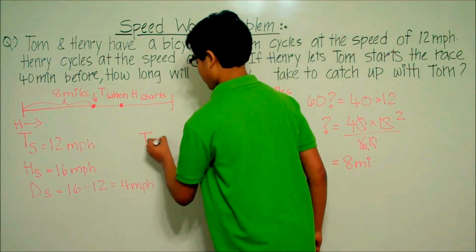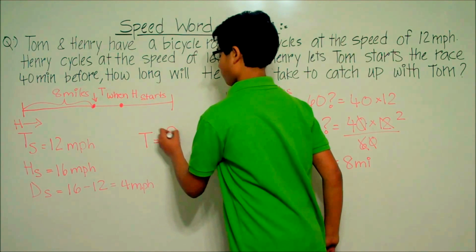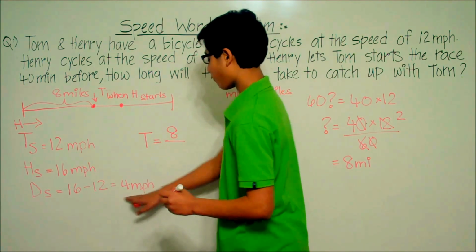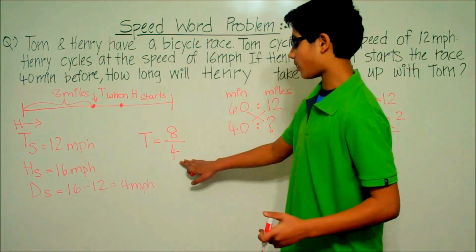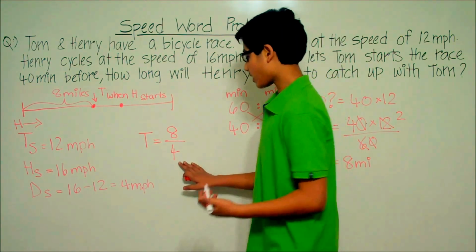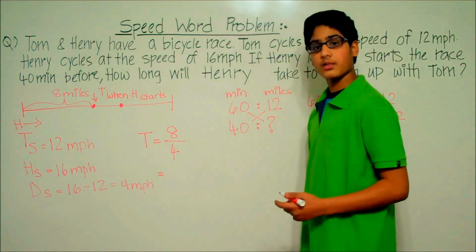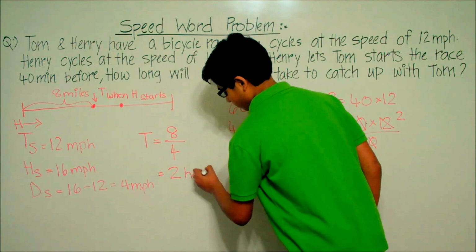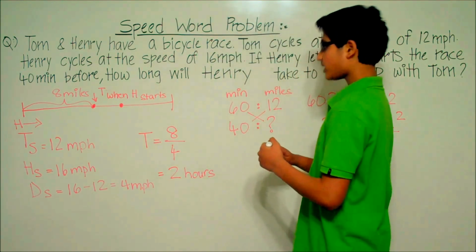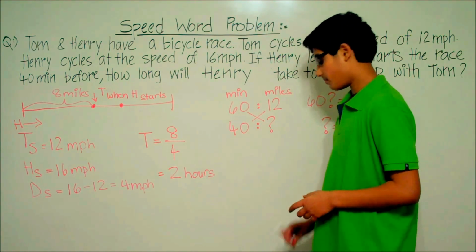So the time is equal to the distance, 8 miles from here to here, over the speed, which is 4 miles per hour. Because he's catching up 4 miles to Tom per hour, this is equal to 2 hours. So this means that it takes Henry 2 hours to catch up to Tom.